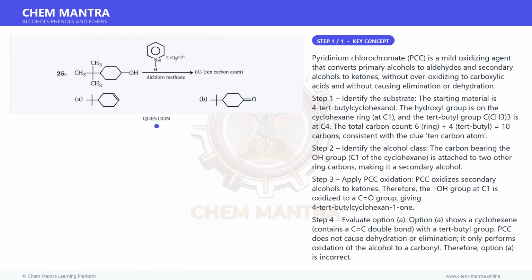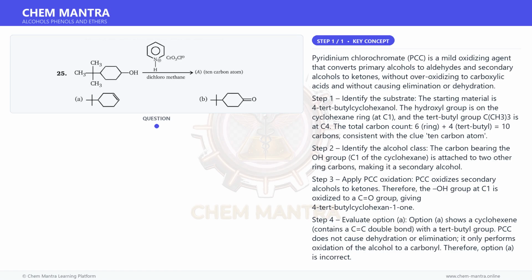Step 2. Identify the alcohol class. The carbon bearing the hydroxyl group, C1 of the cyclohexane, is attached to 2 other ring carbons, making it a secondary alcohol. Step 3. Apply PCC oxidation. PCC oxidizes secondary alcohols to ketones. Therefore, the OH group at C1 is oxidized to a C=O group, giving 4-tert-butyl-cyclohexanone.